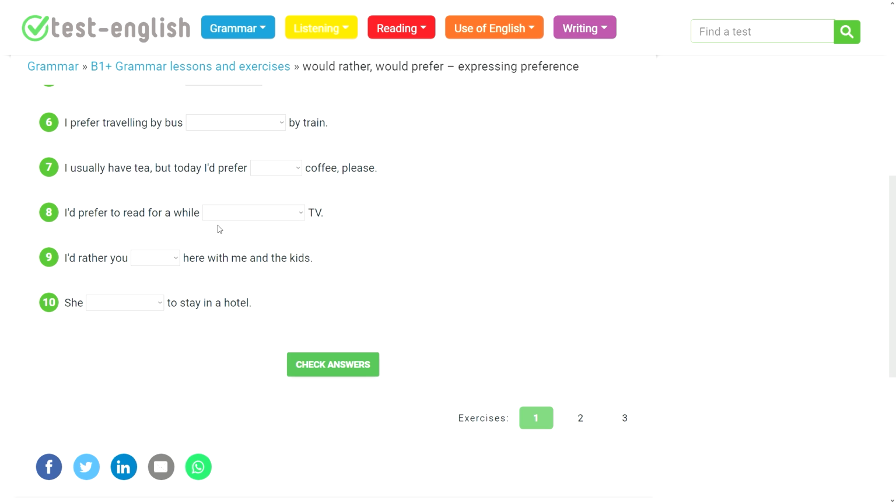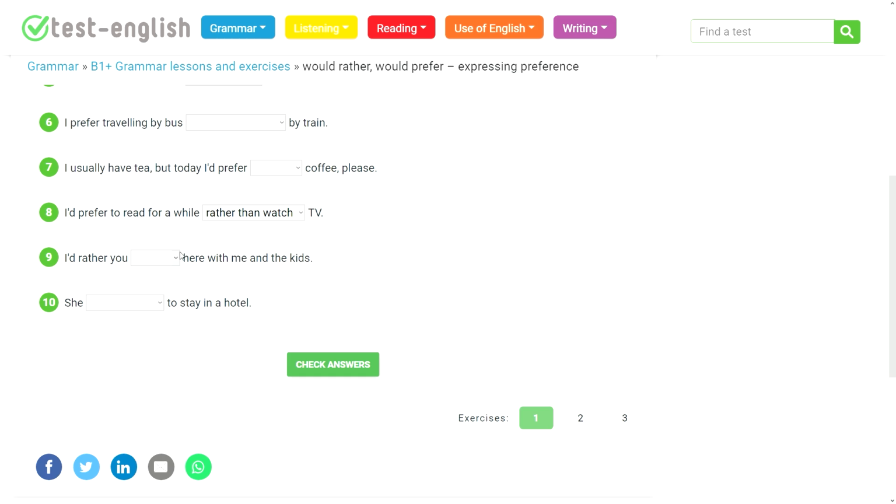Okay, number 8. I'd prefer to read for a while, blah blah TV. Look, it says I would prefer to and verb 1. What was the brother or sister of would prefer to? I hear you're saying rather than. Yes, you guys are right. I would prefer to read for a while rather than watch TV. Let's remember, prefer to, would rather than, would prefer to, rather than.